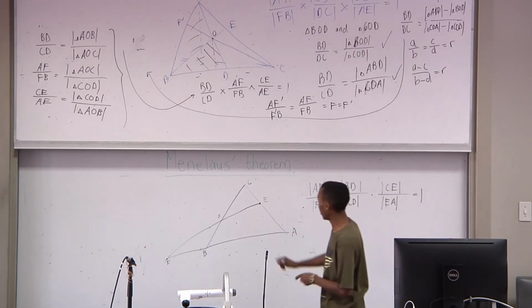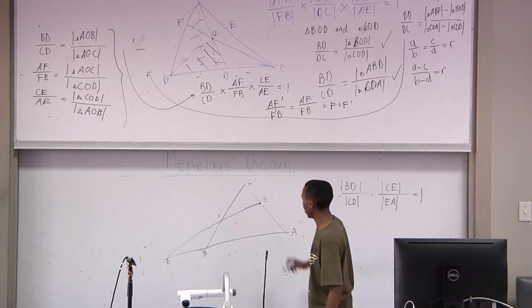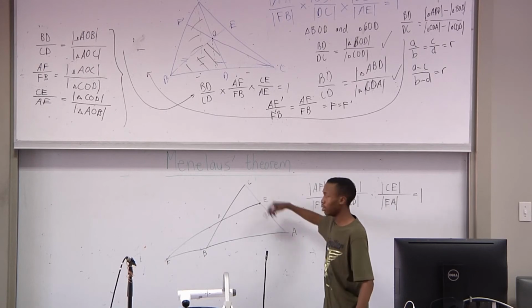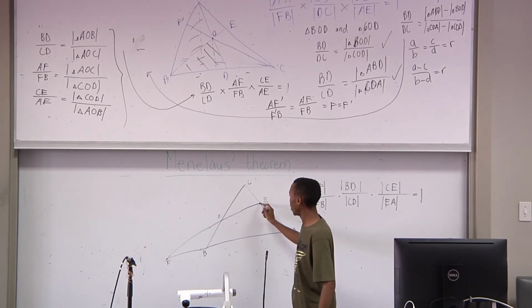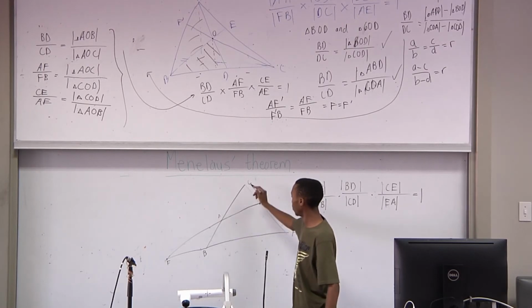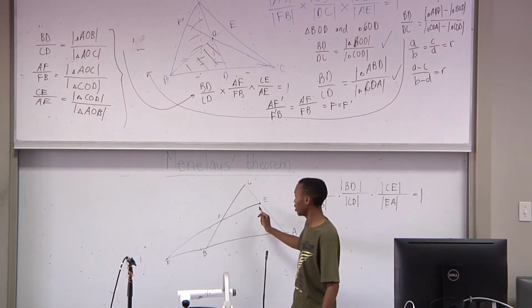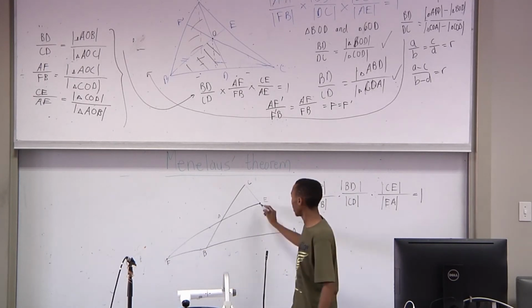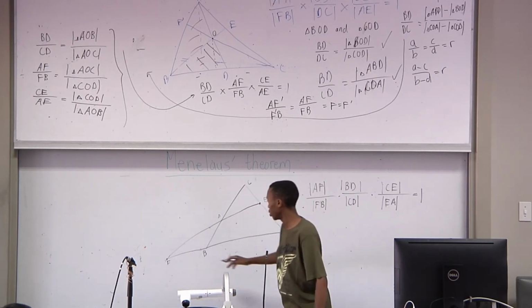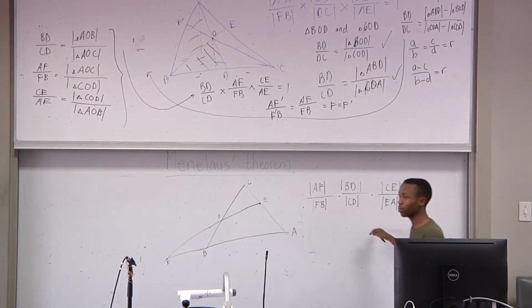So we have a triangle ABC, and we consider point E on the side AC, and we draw in a line such that it cuts BC at D and intersects the line AB at F. So that's a straight line, and that's a straight line. So I want to show that this ratio holds.